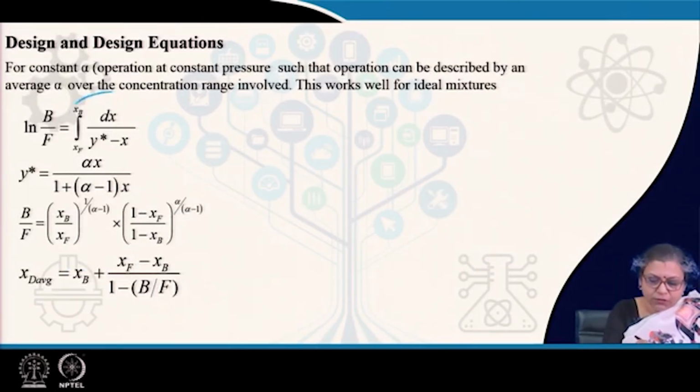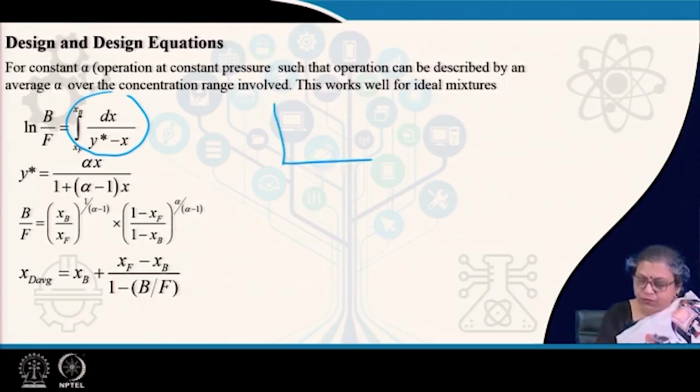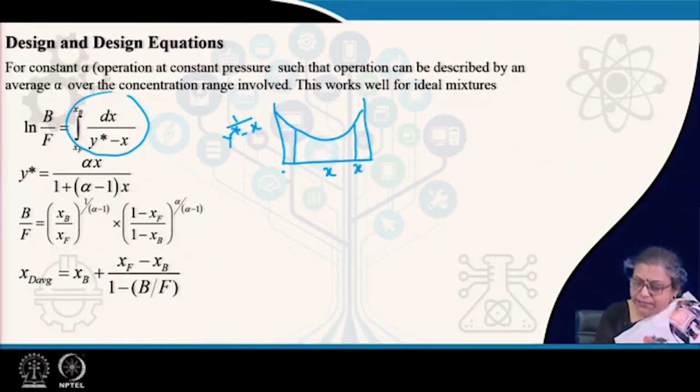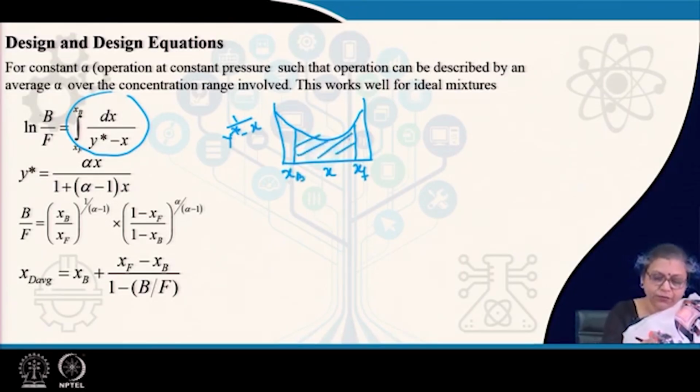Now, in order to perform this graphical integration, we already have the equilibrium data with us. So, for each particular equilibrium data, we can find out 1 by (y star minus x), and plot it as a function of x, and we get some sort of a plot. To perform the graphical integration, we need to do it from xf to xb. So, we can find out the area under the curve, and from there we can find out B, provided F is given.